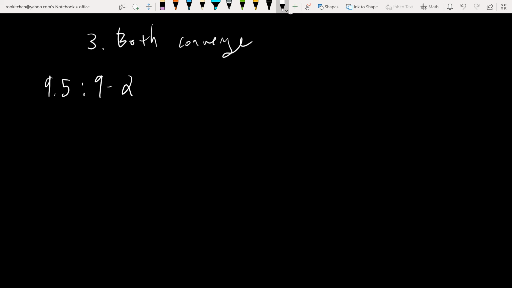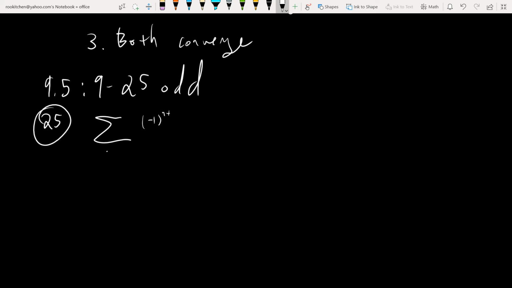and we're looking at 9 to the 25 odd, and these are alternating series tests, so determine if the series is convergent or divergent using the alternating series test. Let's look at 25. We have (-1) to the n plus 1 times the square root of n all over n plus 2. So there are 2 steps.